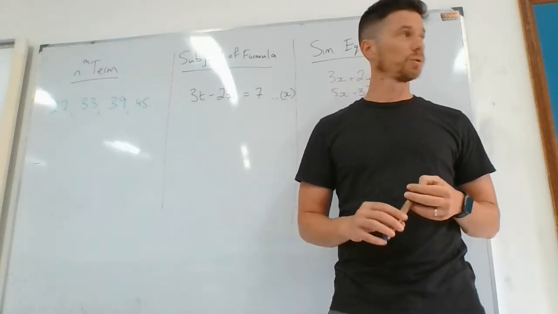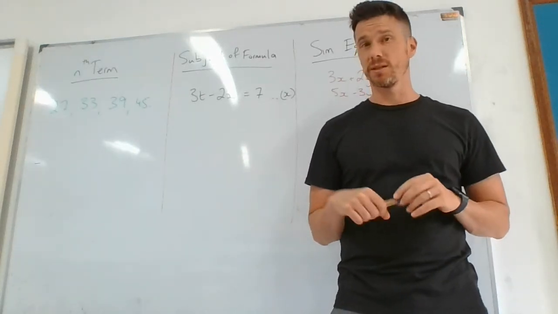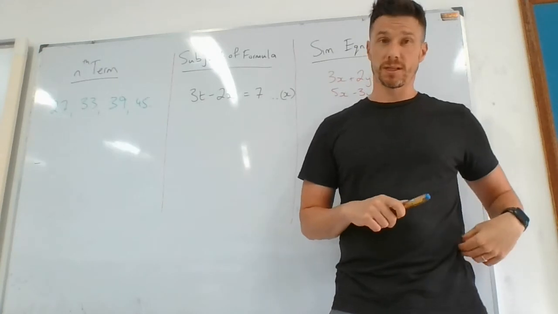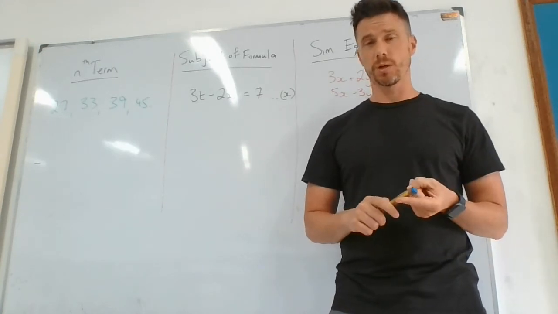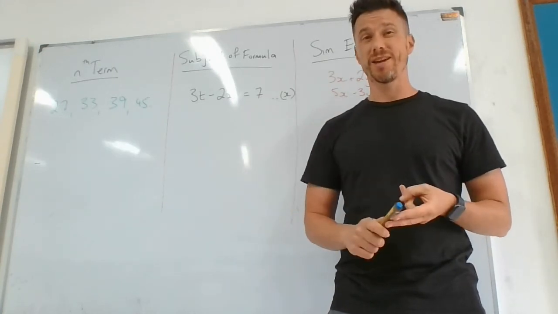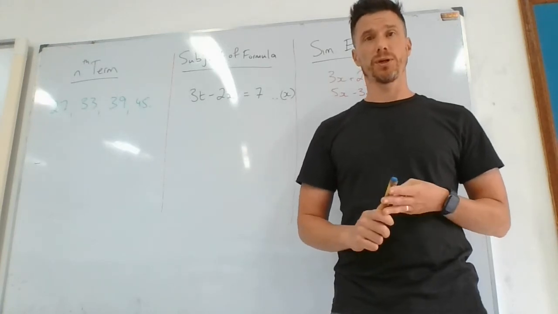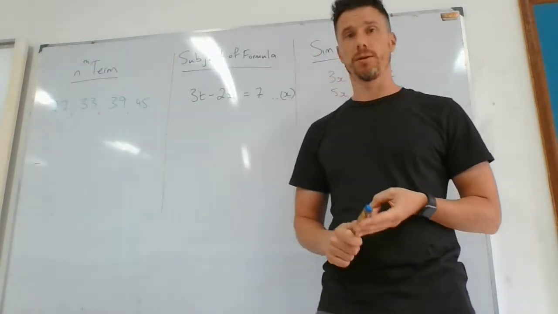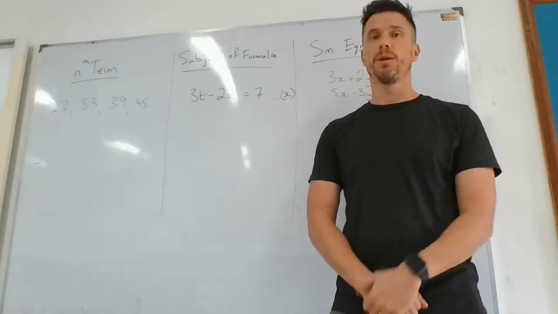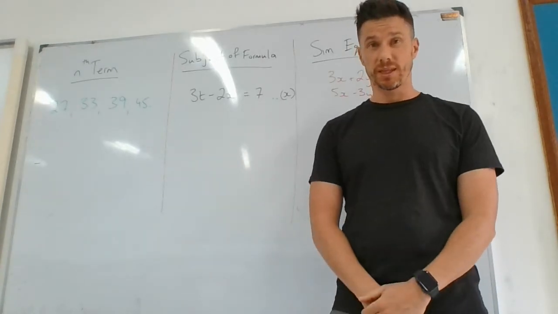Hi, Year 10, so we're going to look at some key algebra skills that might come up at the end of your exams. We're going to look at simultaneous equations, we're going to look at rearranging formula, and we're going to look at something called the nth term, so that's finding a formula. Alright, we're going to start down here with the nth term.